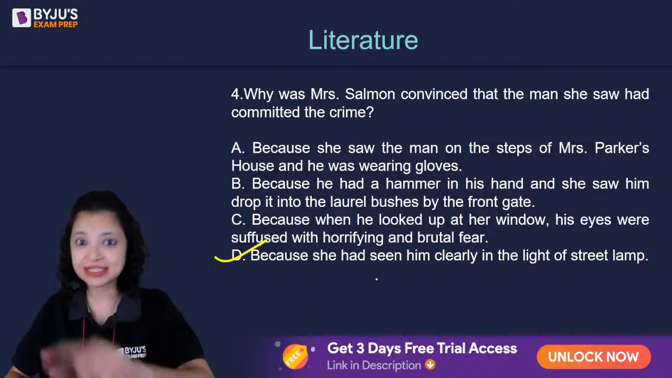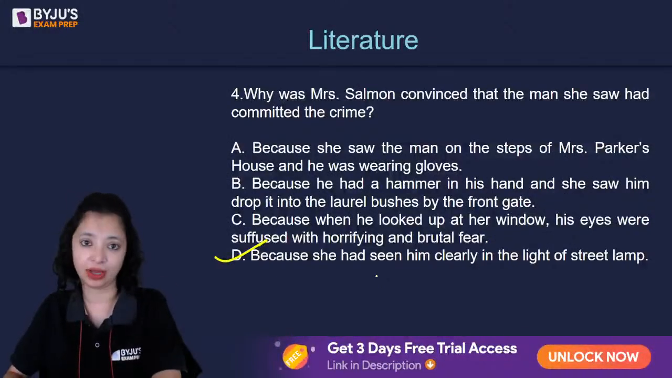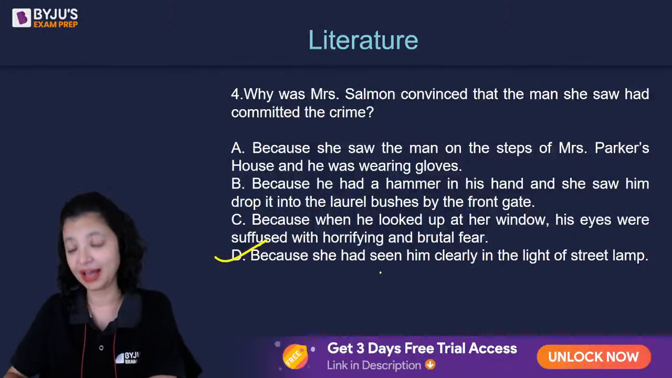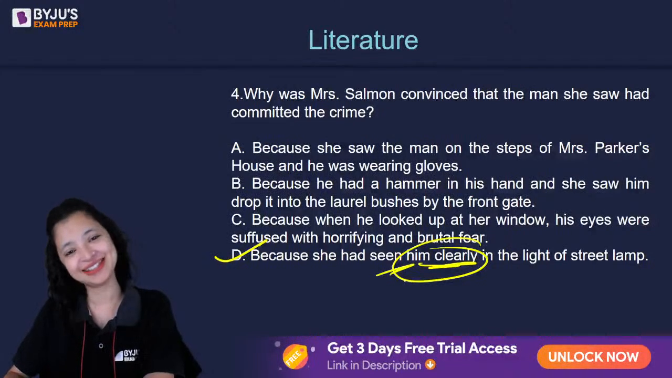Because she could see that man clearly because it was moonlight and then a street lamp was there. That's why. And she did not have spectacles as well. So because he was clearly visible, that's why D is the answer.